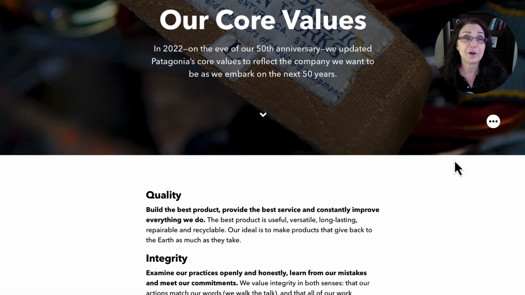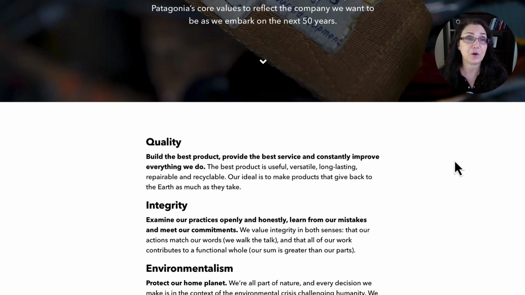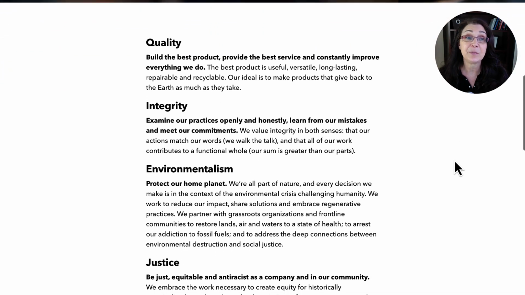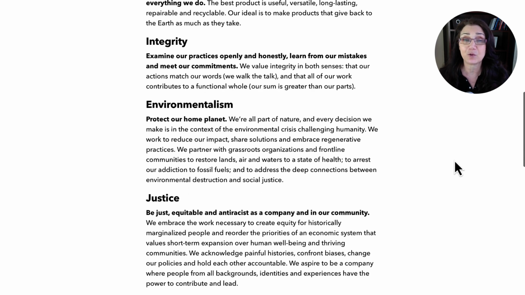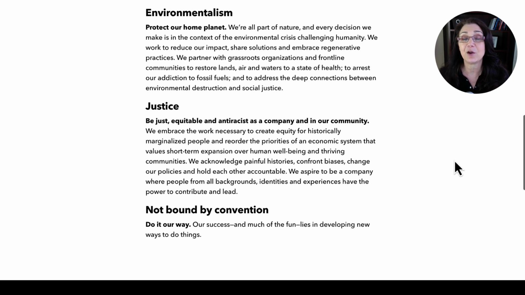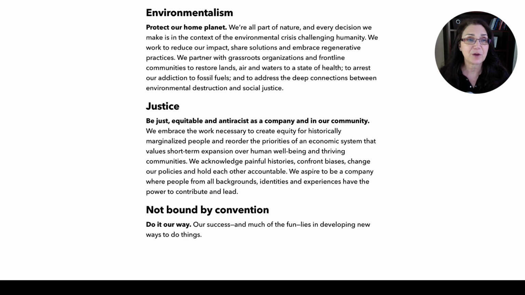First of all, on their core values page, you can see here they're going after quality, integrity, and then they mention environmentalism, so being environmentally friendly, justice, going after social causes, and then the last one, not bound by convention. So they're trying to invent and find new ways to do new things. So they're using their core messages to also convey how they are different. Another way they're conveying how they're different is through their materials.